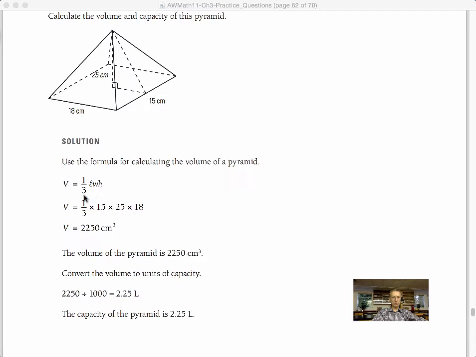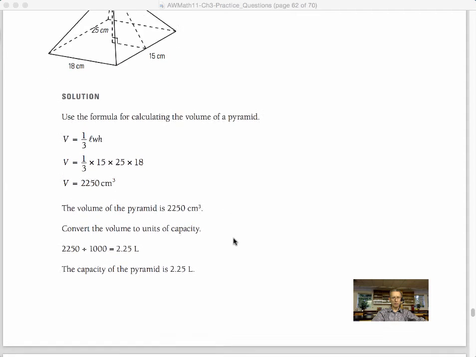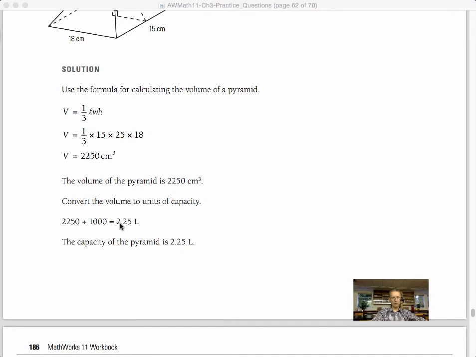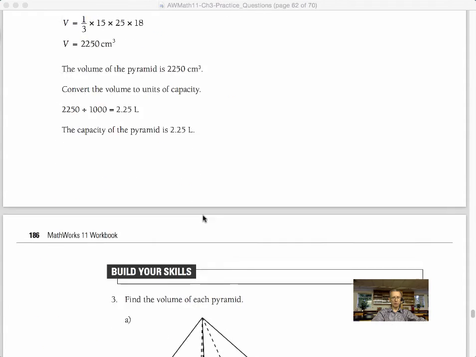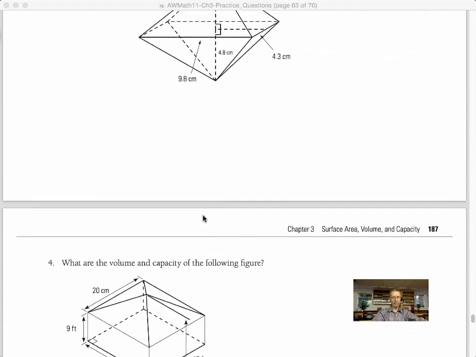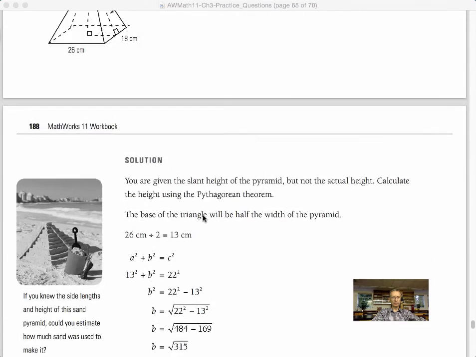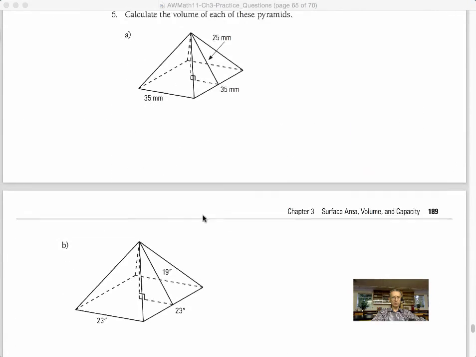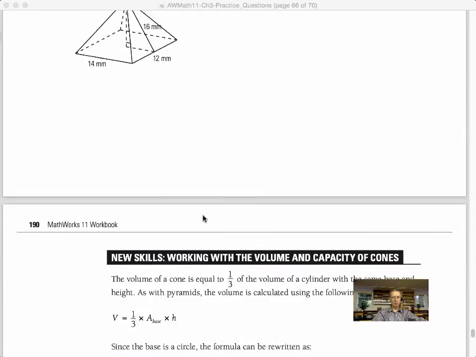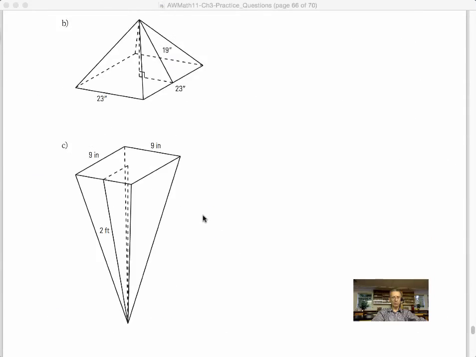So we can simply fill in the formula. 1/3 of 15 times 25 times the height of 18 gives us the volume. That's the volume in cubic centimeters. So they want a capacity, they have to divide again by 1,000. So giving us a value of 2.25 liters for the capacity. Just scrolling down here to see what else is going on. Okay, I'll do one more example here.